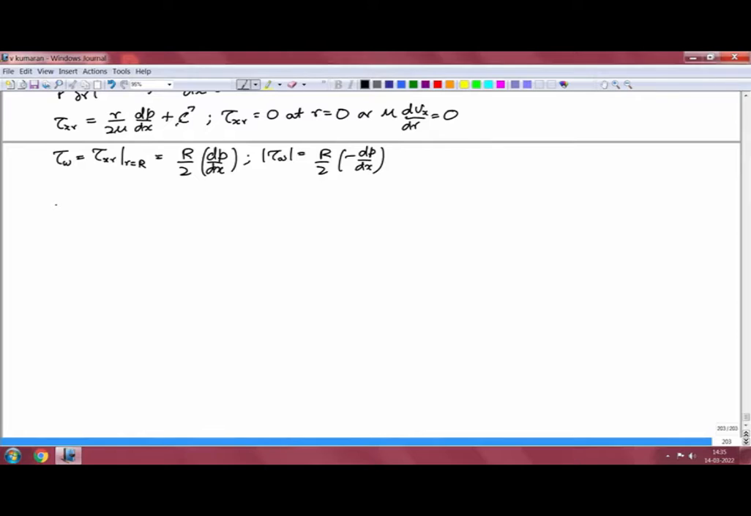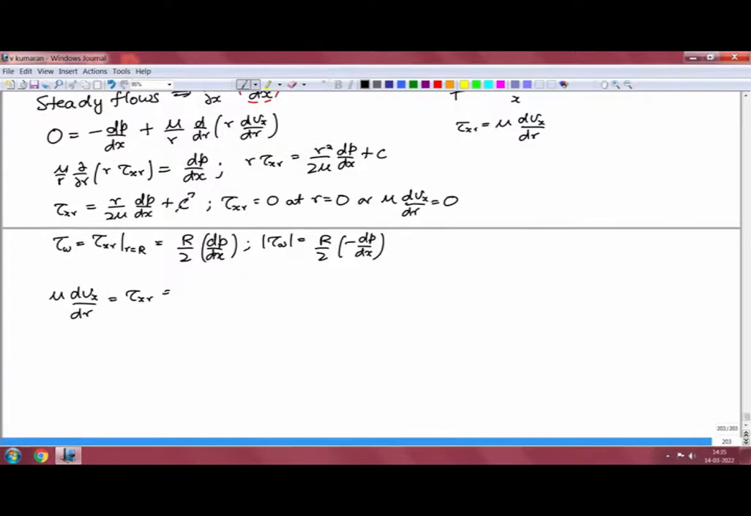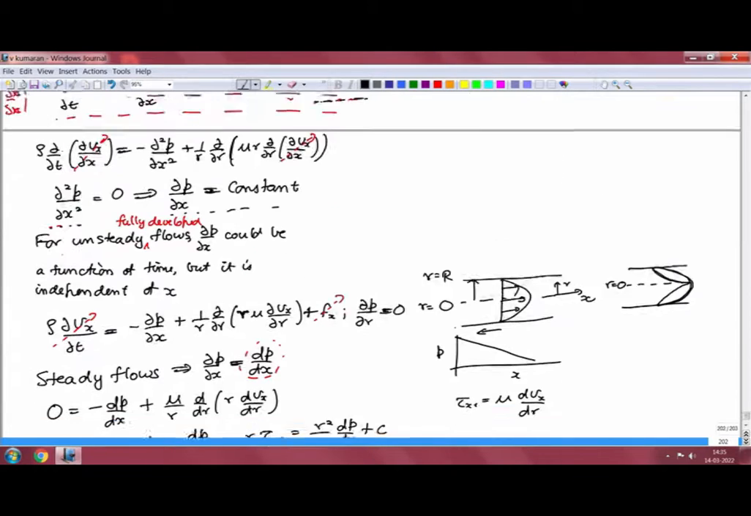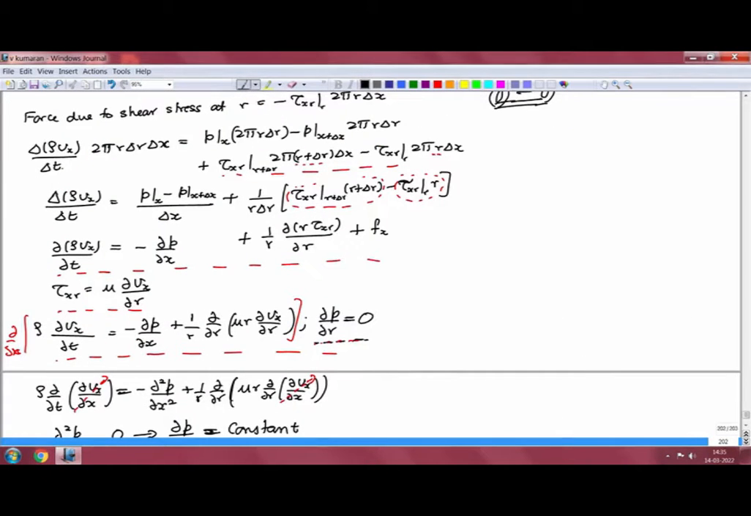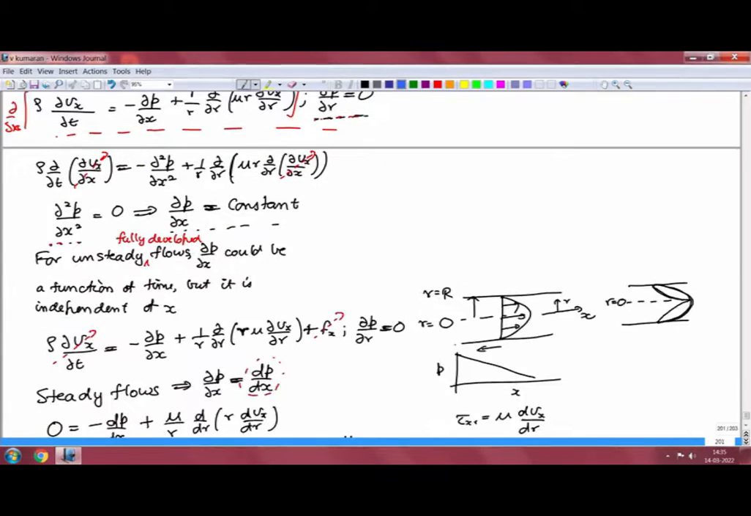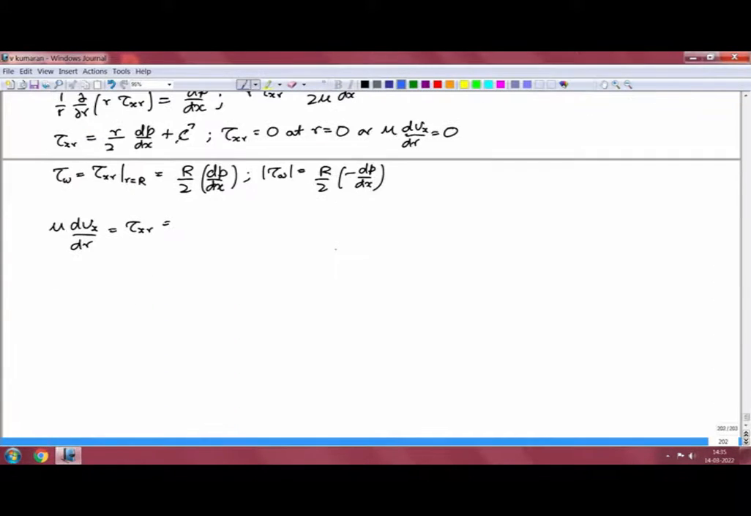So, now we have mu dvx by dr is equal to the shear stress. My apologies, I made a mistake here. There should be no viscosity in the expression for the stress. The stress is just 1 by r d by dr of r times tau xr. As shown over here, there is no viscosity in the expression for the stress. The viscosity comes in the expression for the relation between the stress and the velocity gradient.